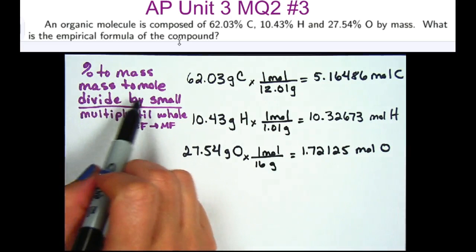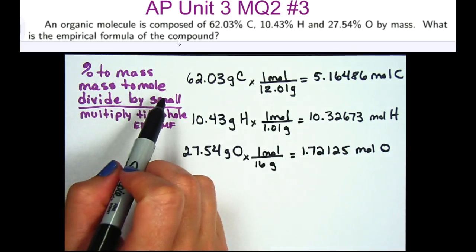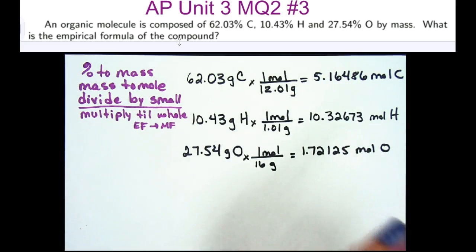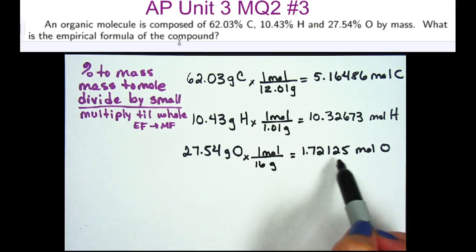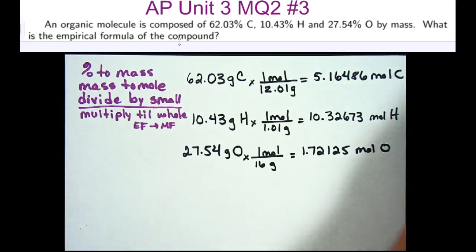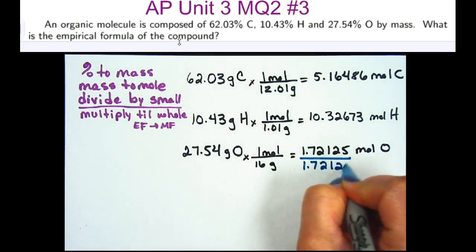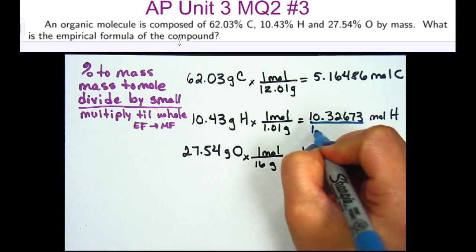We're going to follow the last step, which is divide by small. We're going to divide each of these by the smallest, which happens to be 1.72125. And so this will be divided by 1.72125, as will all the rest.